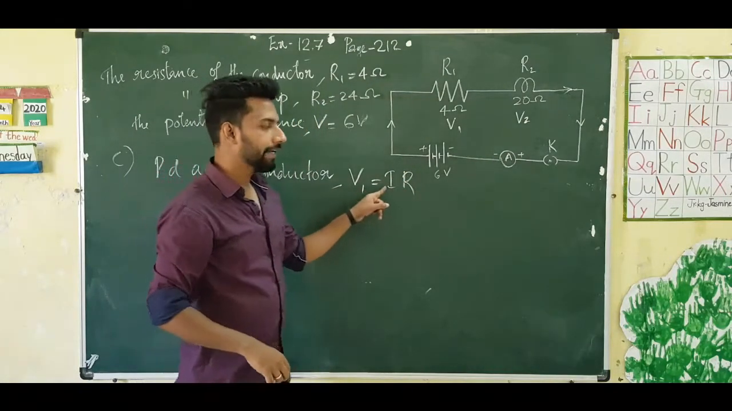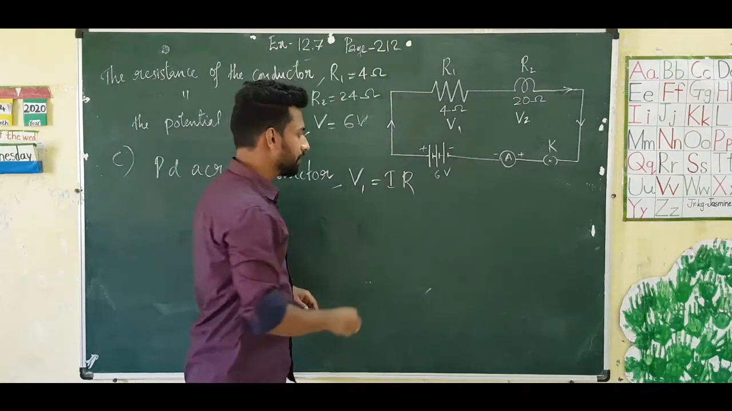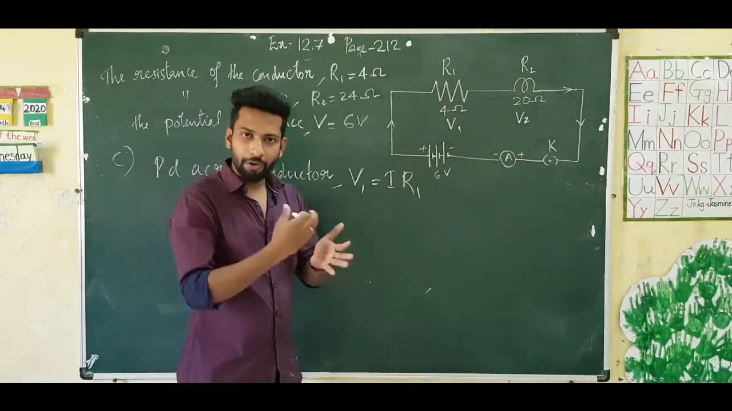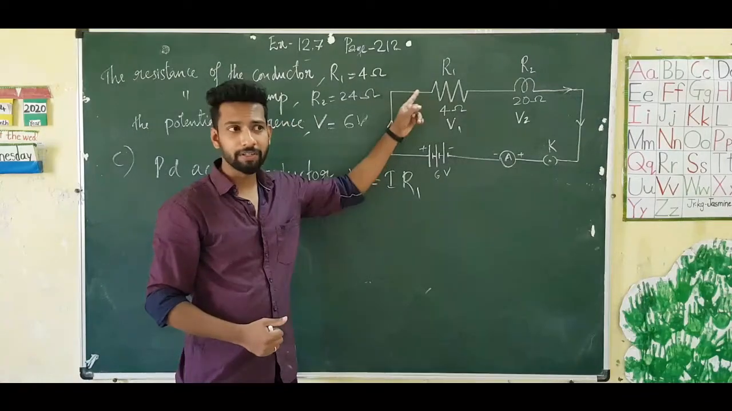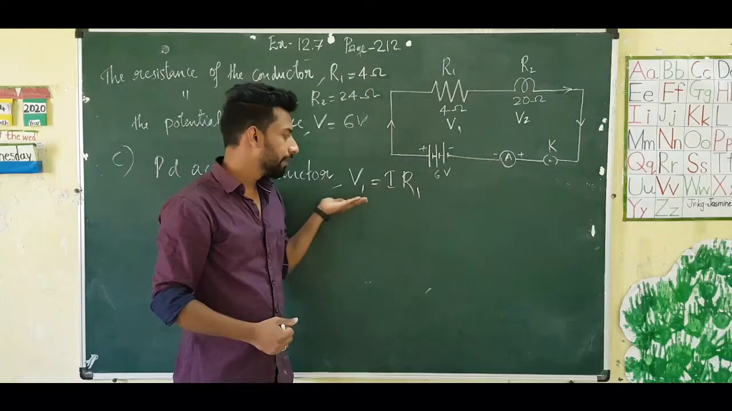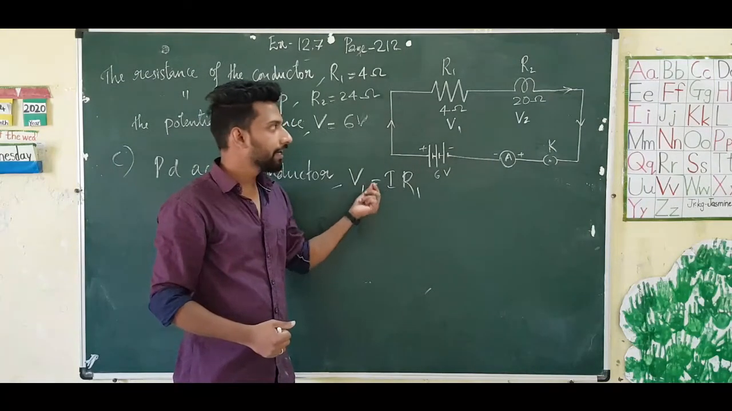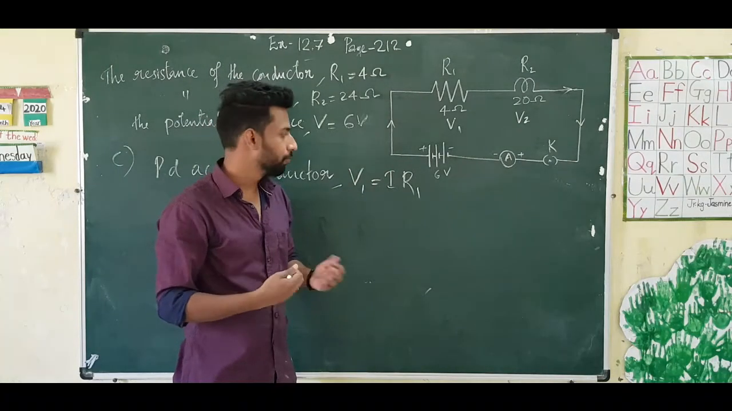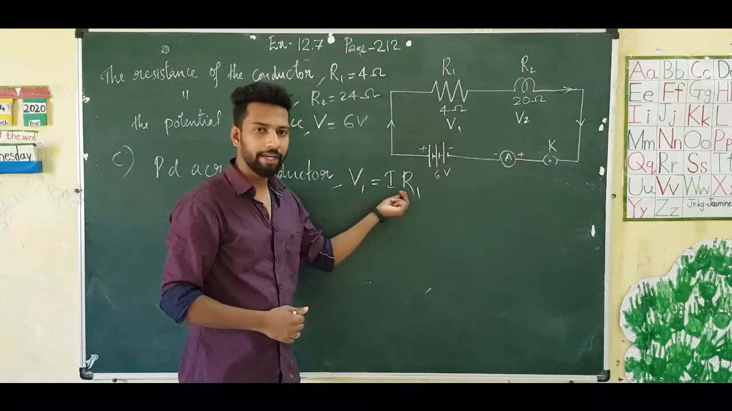But here the current is the same, so there is no need to represent I1. The resistance is different, so V1 can be written as I into R1. Is it clear? V equal to IR is the general equation, but here you have to find the potential difference across the first conductor only, so it is represented by V1. The normal equation will be V1 equal to I1 into R1. But the current in the series combination is the same through each resistor, so we simply write V1 equal to I into R1.